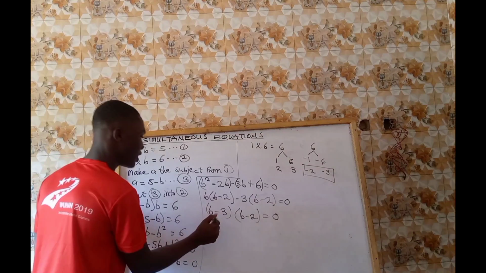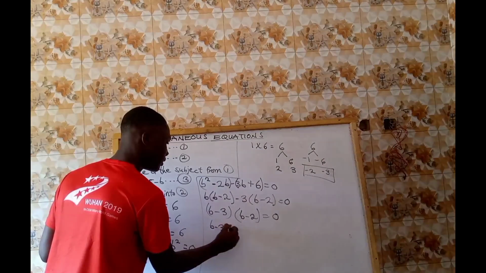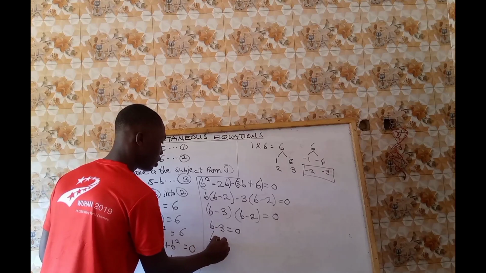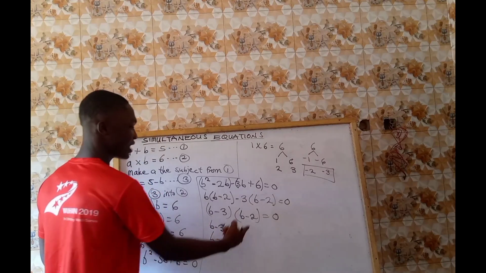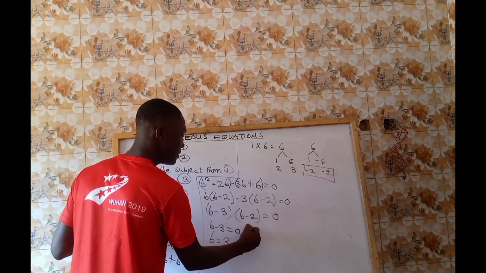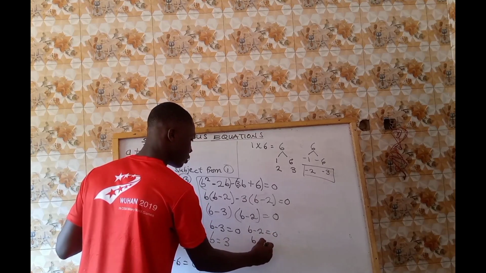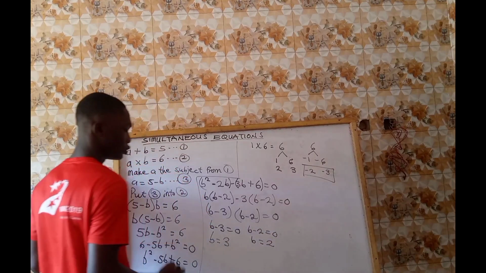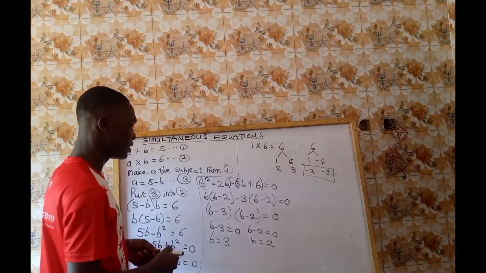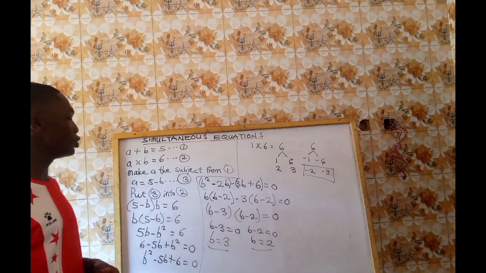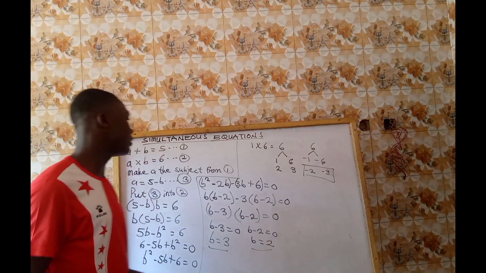So let's take this one. We have b minus 3 is equal to 0. So b is equal to 3. Let's take this one too. We have b minus 2 is equal to 0. So b is equal to 2. So it means that the value of b is 3 and then 2. So now let's use these values to find the value of a.